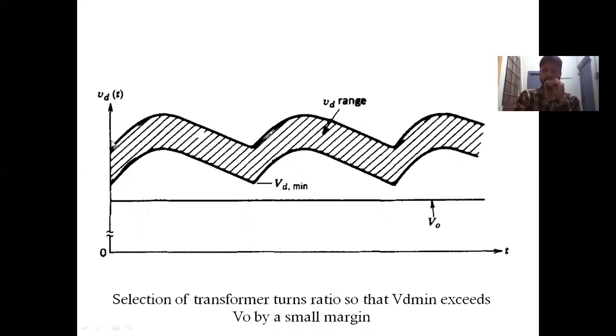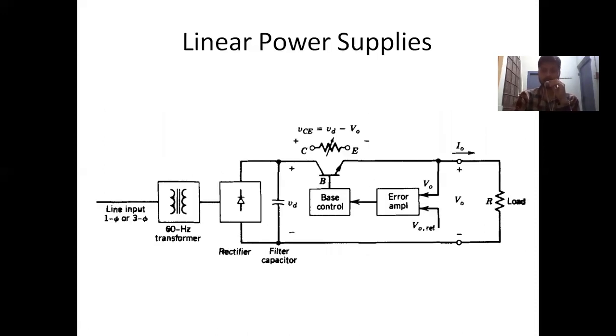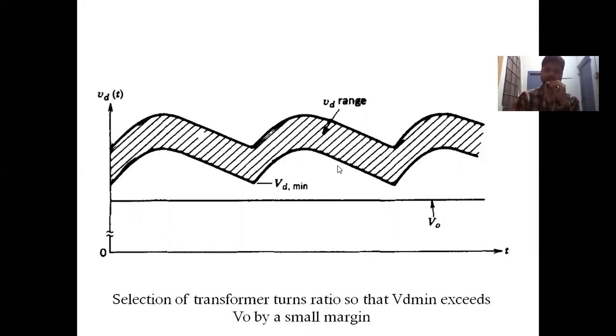This is the capacitor voltage. You have a range here, minimum and maximum. So your transformer turns ratio should be such that your VD minimum should exceed V0 by a small margin. If it exceeds V0 by a large margin, your efficiency is going to go down a lot. But VD minimum has to be greater than V0, of course. VD minimum has to be greater than the desired output voltage, because we are not going to increase the voltage here, there is only going to be a voltage drop.